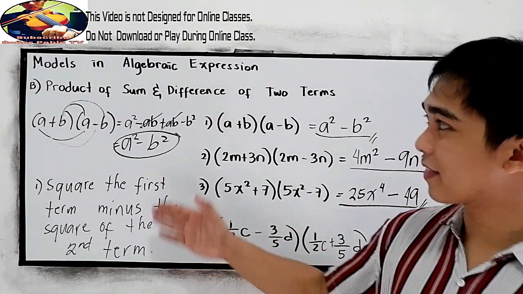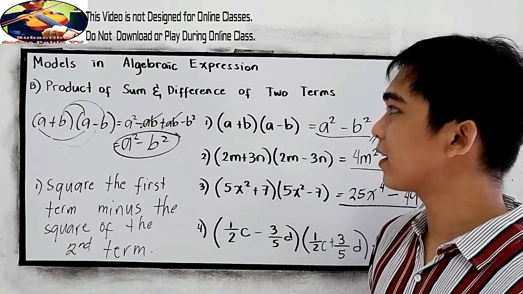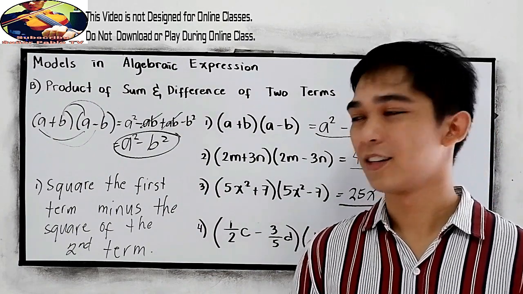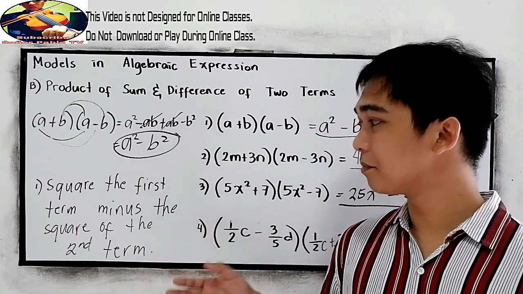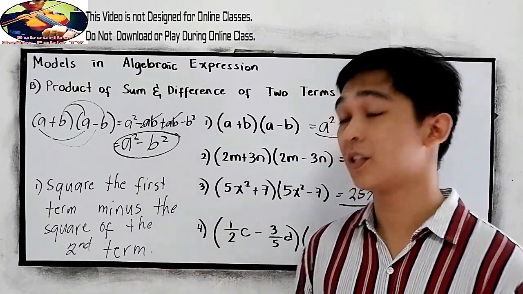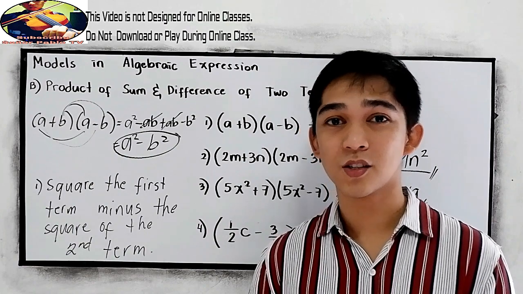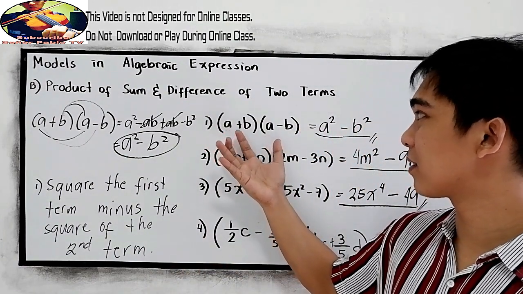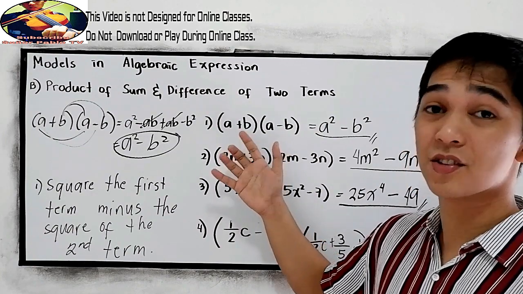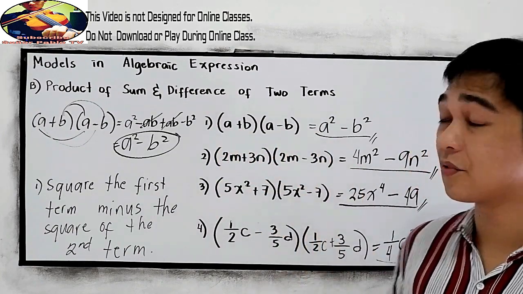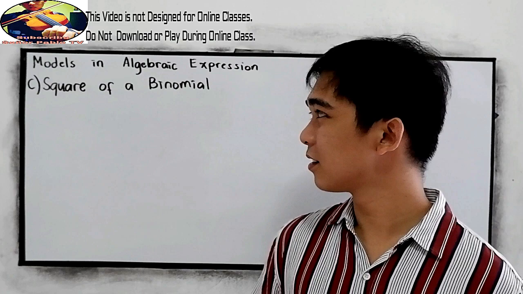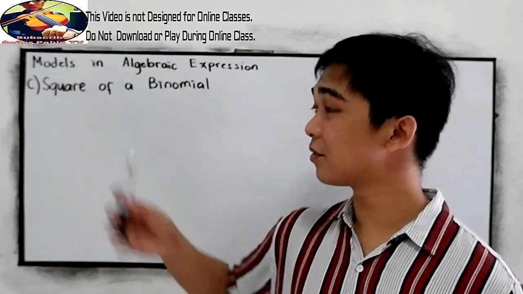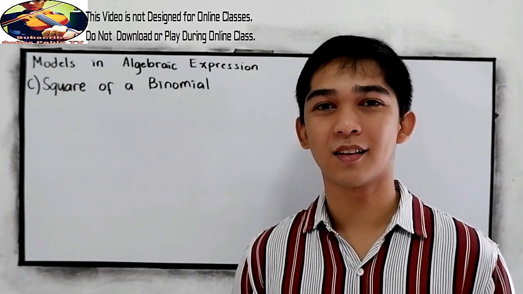So this is the shortcut in finding the product of the sum and difference of 2 terms. Square the first term minus the square of the second term. So first we study the given. If the 2 terms are similar but different in sign, that is the sum and difference of 2 terms. Next, in these special products in algebraic expressions, we have the square of a binomial.